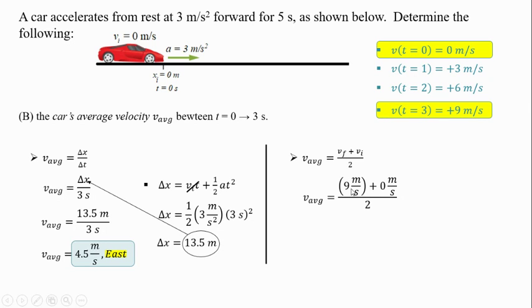Therefore, VF is 9 meters per second. VI is 0. And then 9 plus 0 is 9. 9 divided by 2 is 4.5. And you see that it has the same magnitude of 4.5 meters per second. But because it asks for average velocity, I will go ahead and be proper and just write east as well. That's the direction. All right. So as you can see, whichever strategy works best for you, apply it.